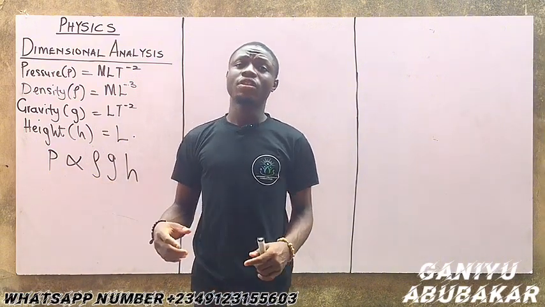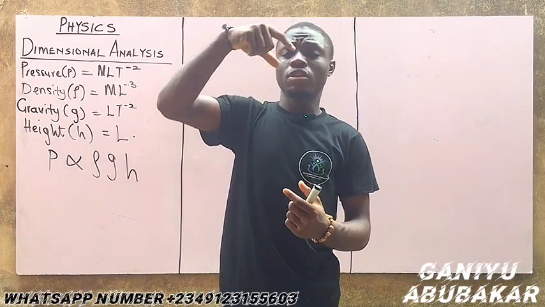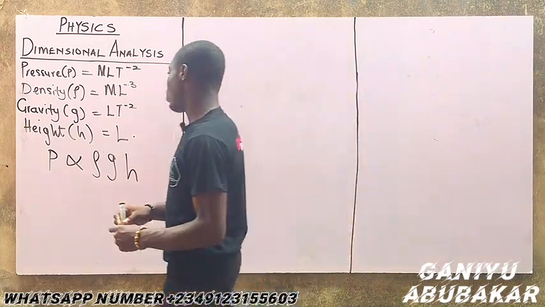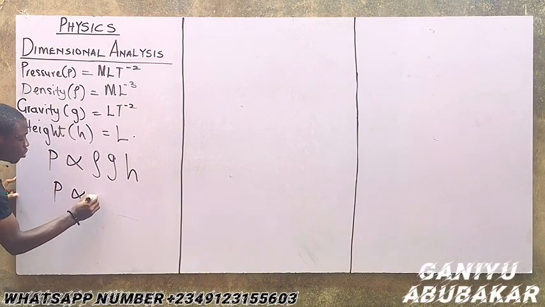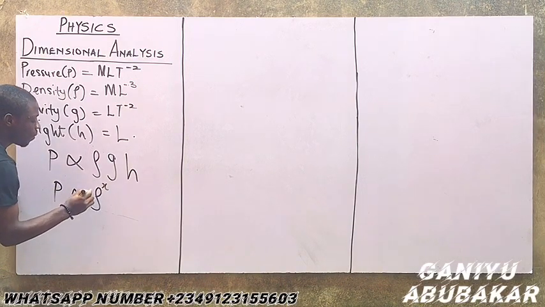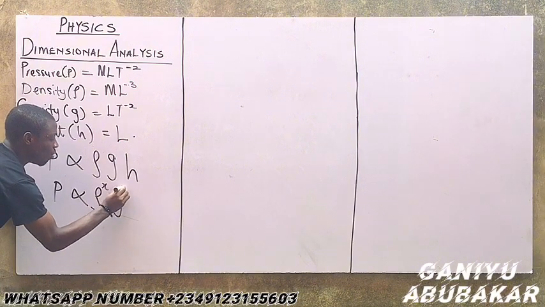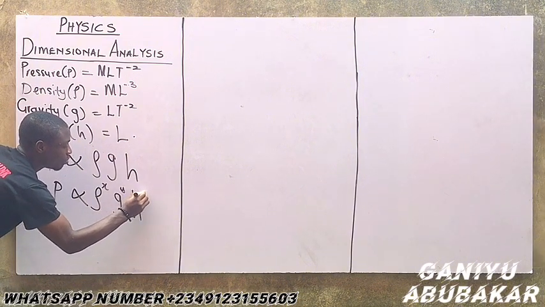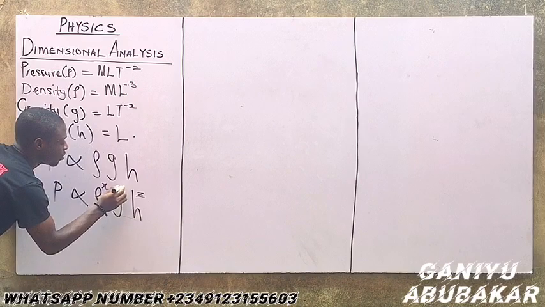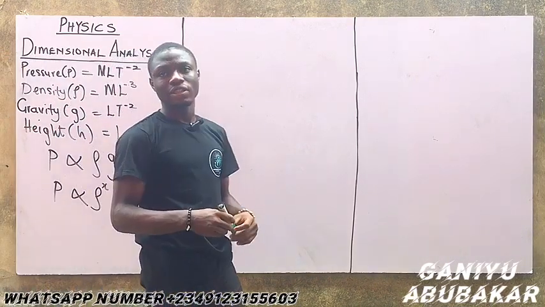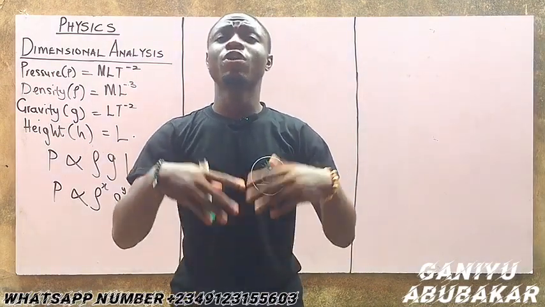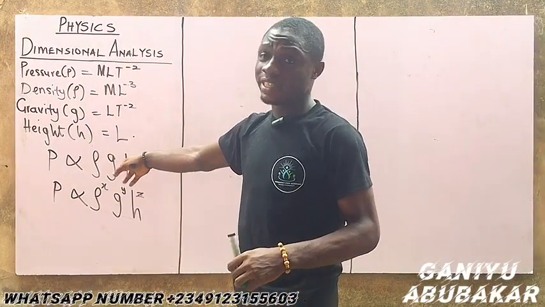What's the next task? The next task is to put a superscript. So pressure is directly proportional to rho with x here, gravity with y here, and height with z. So I have this here. The next task is, in mathematics, how do you take off the proportionality sign?